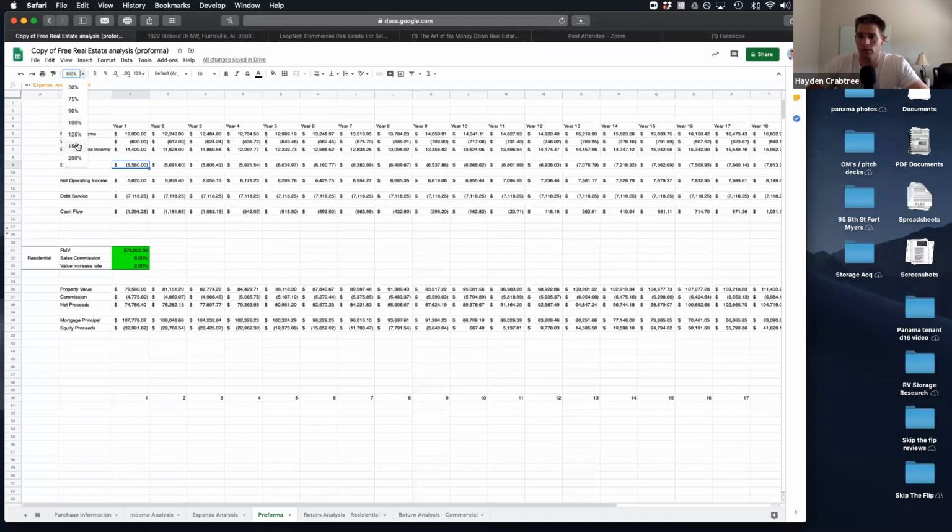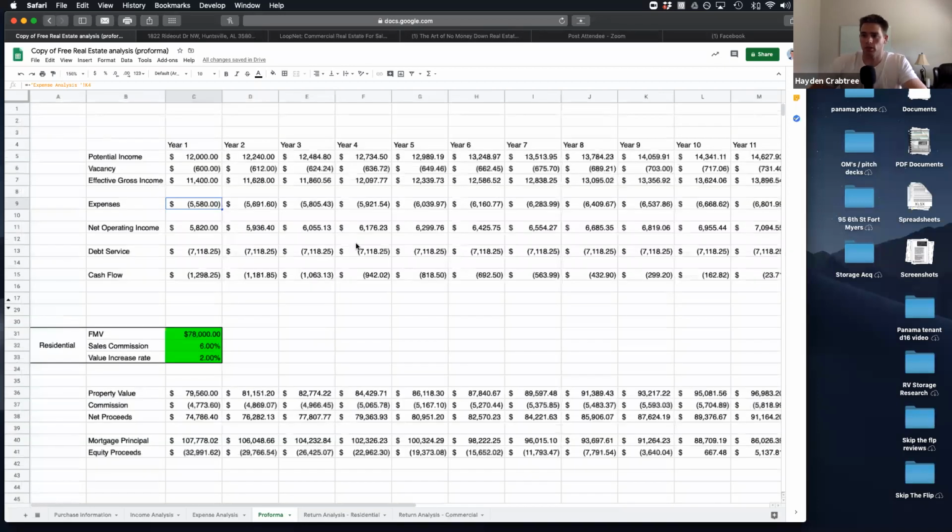I'll zoom in so you guys can see this better, because I realize it might be small. So we have a net operating income, which isn't important on our residential. We have $7,100 of debt service. And whenever you take your net operating income minus your debt service, we're going to lose $1,300 a month of cash flow. I'm sorry, a year. We're going to lose $1,300 a year. So this is not a cash flow positive investment.